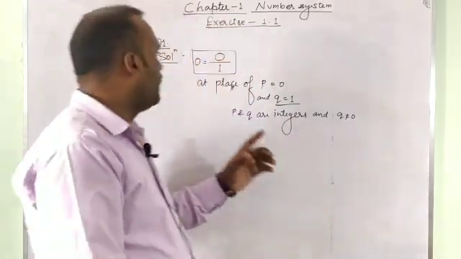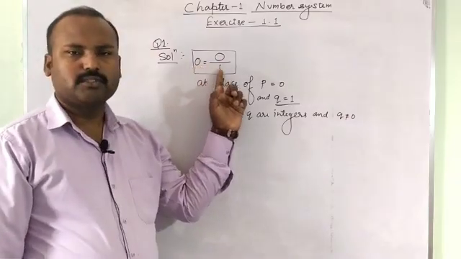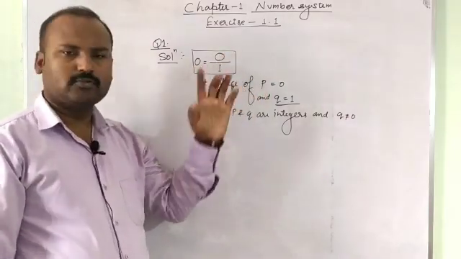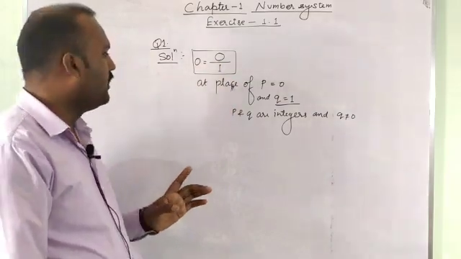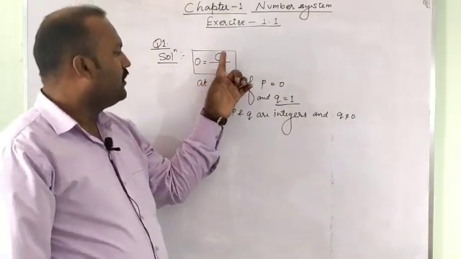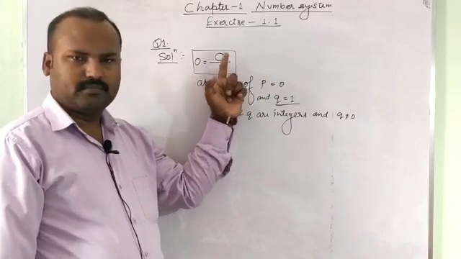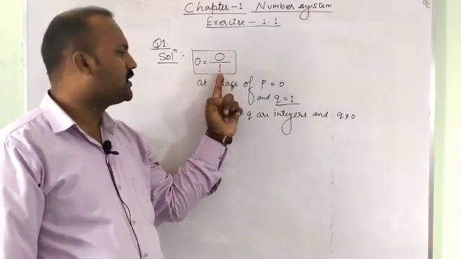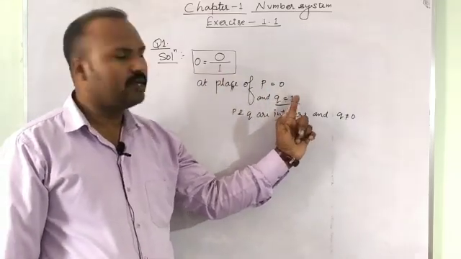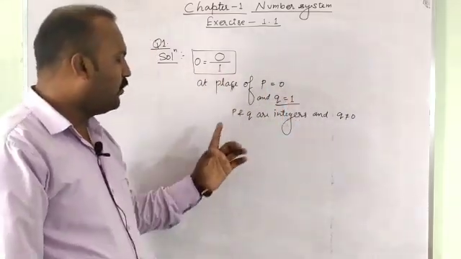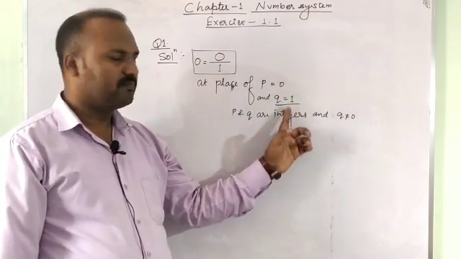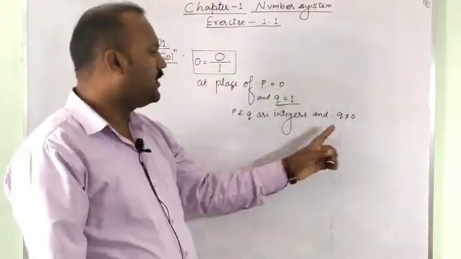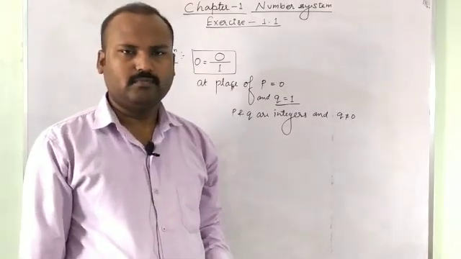Now see, can we write 0 is equal to 0 by 1? Because the value of 0 by 1 is also 0. See here, this is in the form of p by q. This is in the form of a fraction. In place of p is 0 and in place of q is 1. P is equal to 0 and q is equal to 1, and both p and q are integers. Now see, 0 is also an integer and 1 is also an integer and q is not equal to 0.